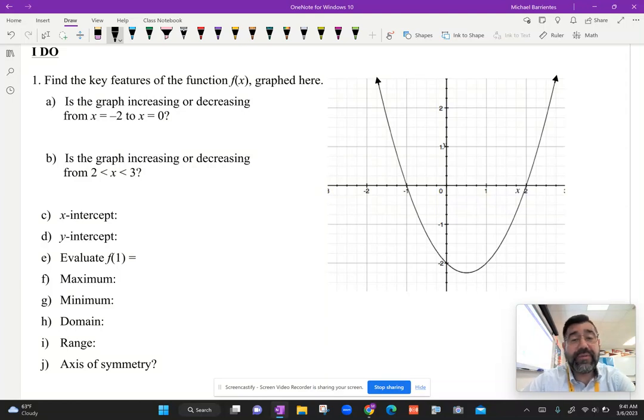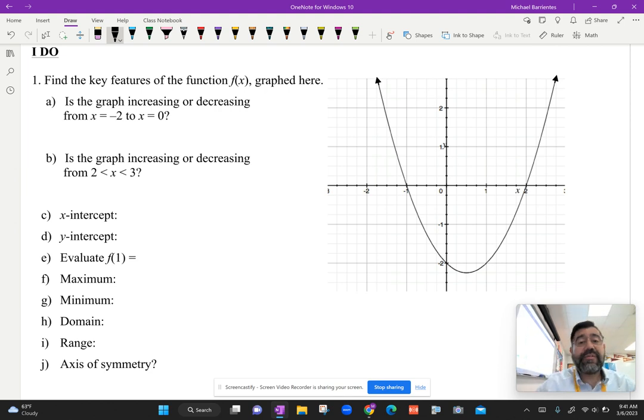All right, this video is about intercepts, right? So we're looking for specific points where the function graph crosses the axes, whether it's the y-axis or the x-axis. So when I look at part C and D, I'm looking for the x-intercept where the graph crosses the x-axis and the y-intercept where the graph crosses the y-axis.